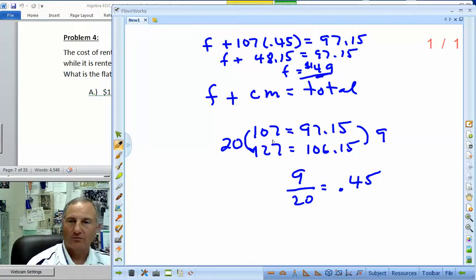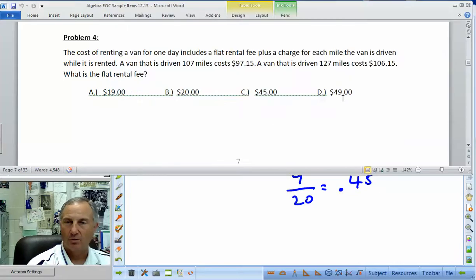Okay? So we figured out the distance, extra distance, and what the extra cost was. That's strictly mileage because the flat fee was the same in both cases. And I take mileage, or the cost divided by the miles, and I get 45 cents per mile. Plug it back into my base formula. We did a problem just like this right off the bat in the first section. And then just subtract it over, and it's $49 for that flat fee. Boom, D. Okay?